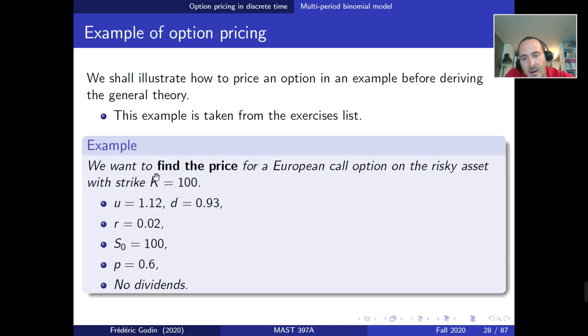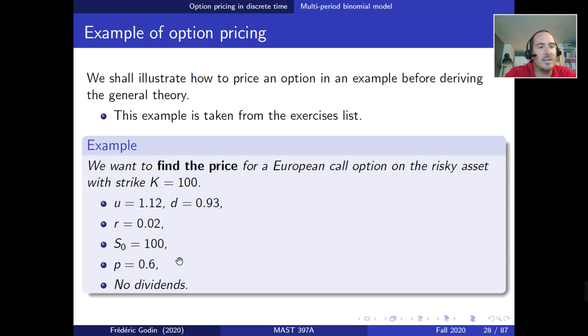And we're going to assume that K is 100, so the strike is 100. U and D are respectively 1.12 and 0.93. The risk-free rate is 2%. The initial stock price is 100. The probability of going up or down in the tree is respectively 0.6 and 0.4, and we're going to assume no dividends. Okay, so here I'm going to circle the P here. That P won't be needed to find the solution.